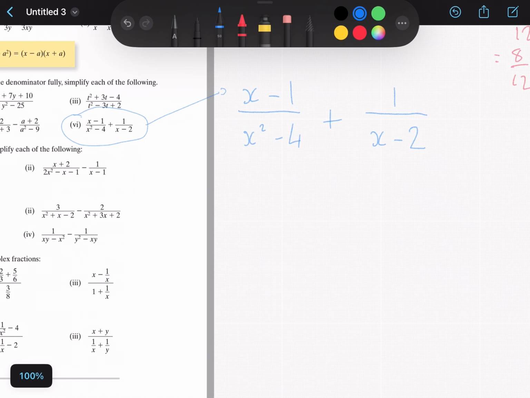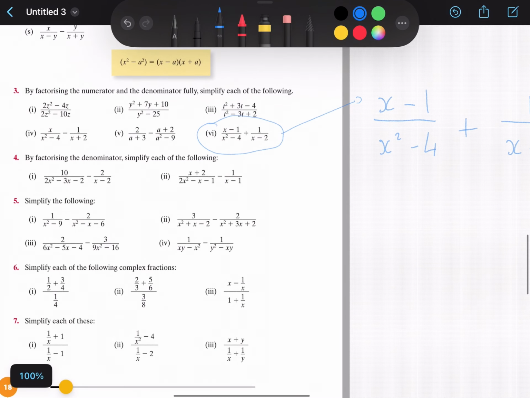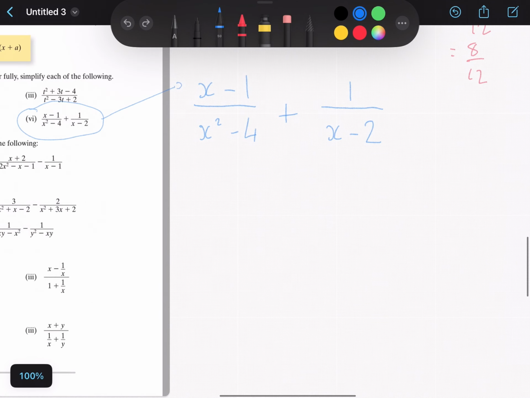So to simplify this, they give you the prompt that you want to factorize the numerator and the denominator fully, and that might help. In this one, it's the x squared minus 4, which is, I suppose, screaming out to be factorized. So instead of 4, I'm just going to rewrite that as 2 squared. Now I've got x squared minus 2 squared on the bottom, and that's something I can factorize.